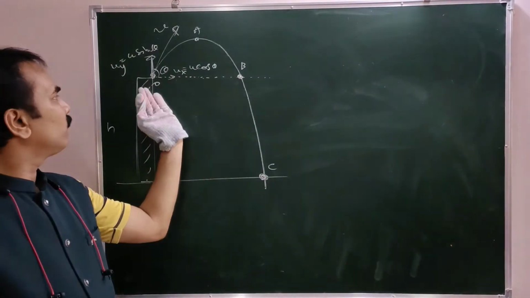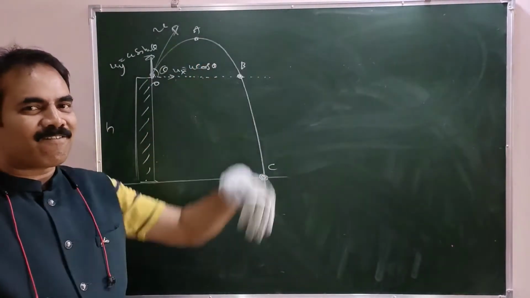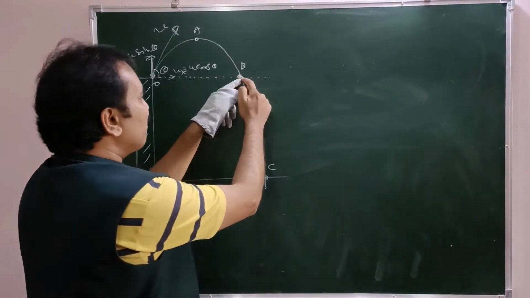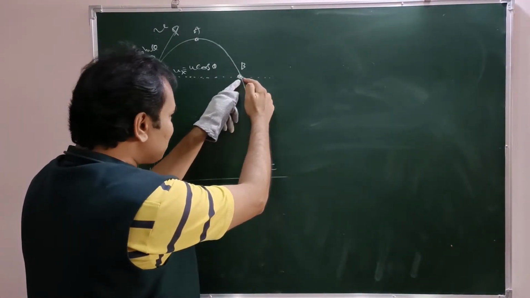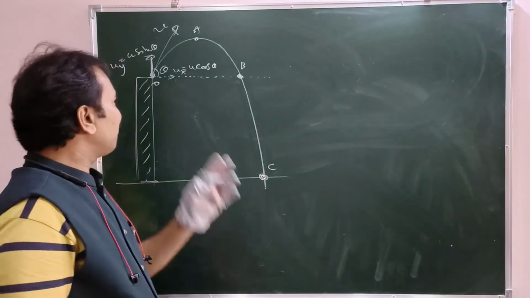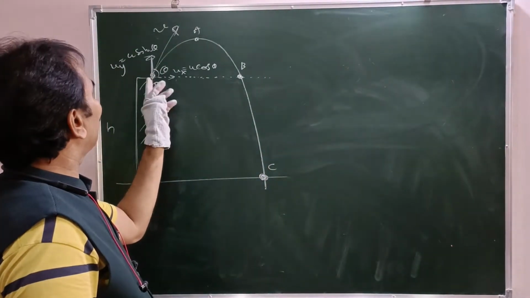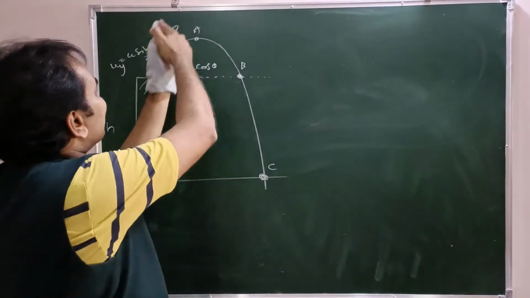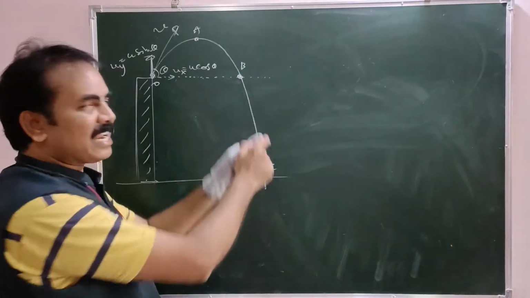Now time from O to B, is it the time of flight? No, it's not the time of flight. Why? Because beyond point B it continues to move until it strikes the ground. So the time for O to B is not the time of flight. The time for the entire segment, that is O to C, is the time of flight.